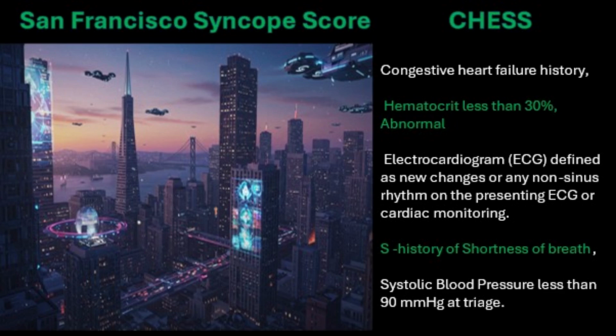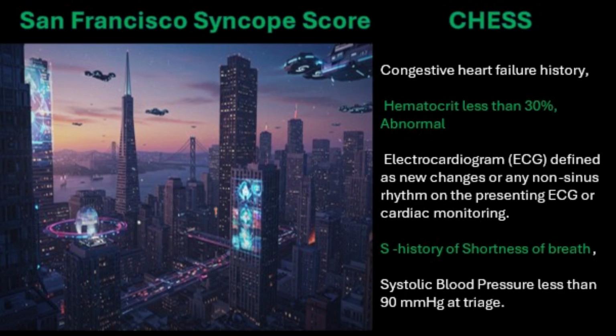The San Francisco Syncope Rule was developed to predict the risk of short-term, 7 to 30 days, serious outcomes in adult patients presenting with syncope or near syncope who have returned to their baseline neurological status. The rule incorporates 5 key criteria, easily remembered by the mnemonic CHESS: congestive heart failure history, hematocrit less than 30%, abnormal electrocardiogram, ECG, history of shortness of breath, and systolic blood pressure less than 90 millimeters of mercury at triage.